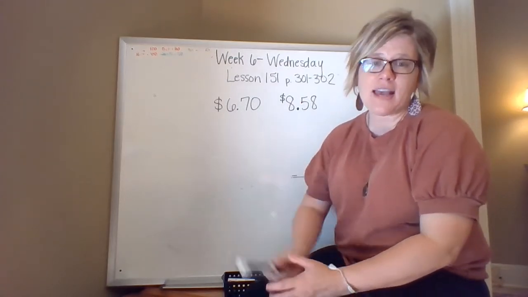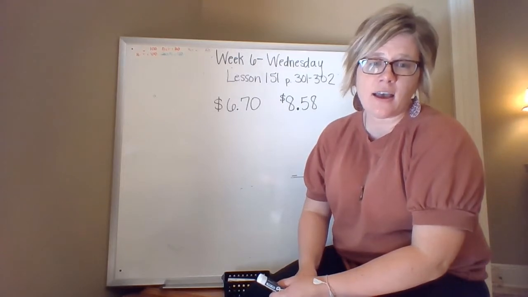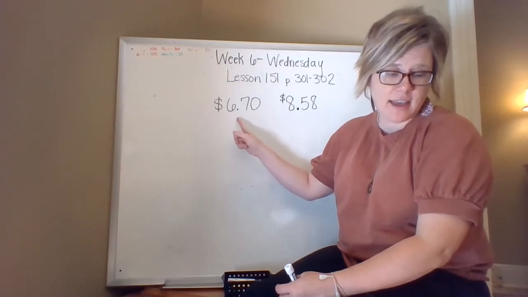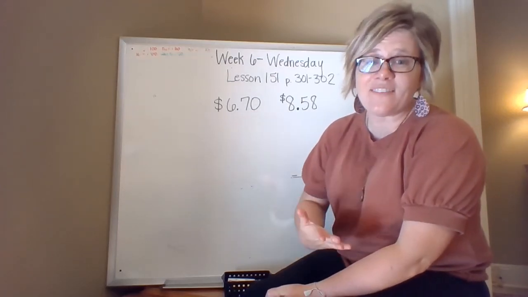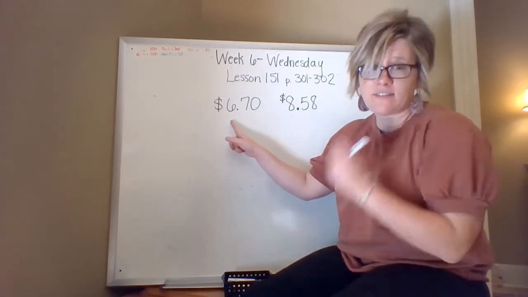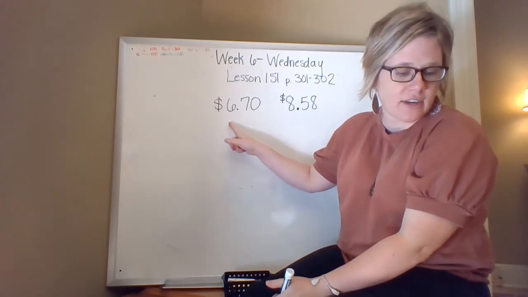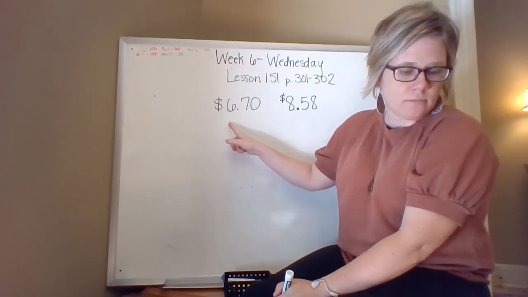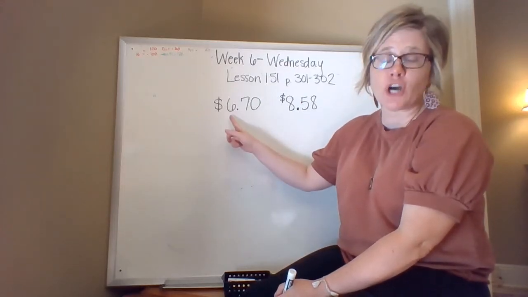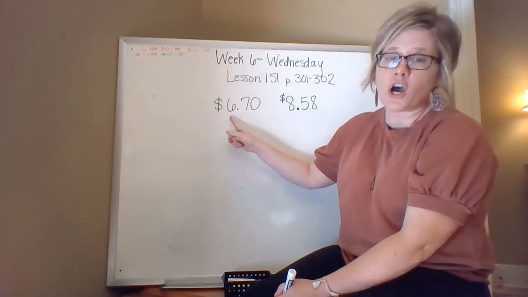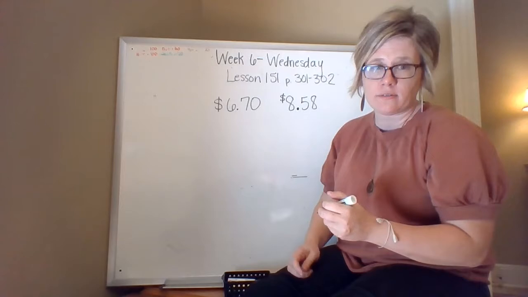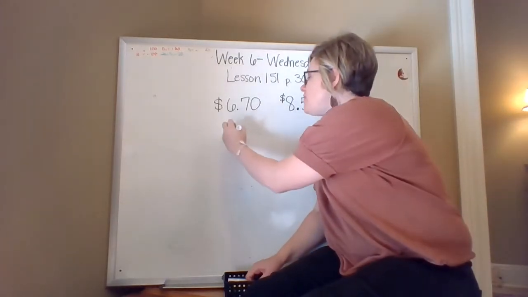So look at this number, $6.70. Sam wanted a book and it cost $6.70. And he had $7. Did he have enough money to buy the book? Yes, because we know that $7 is more than $6.70, right? Now, if I rounded the book to the nearest dollar, the cost would be $7. If I rounded this to the nearest dollar, that means it would cost $7.